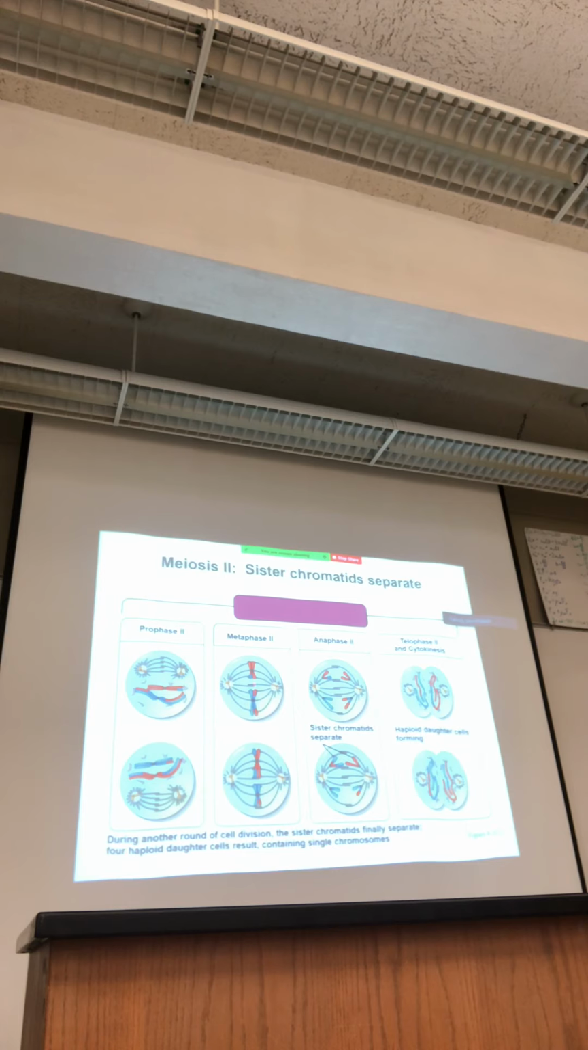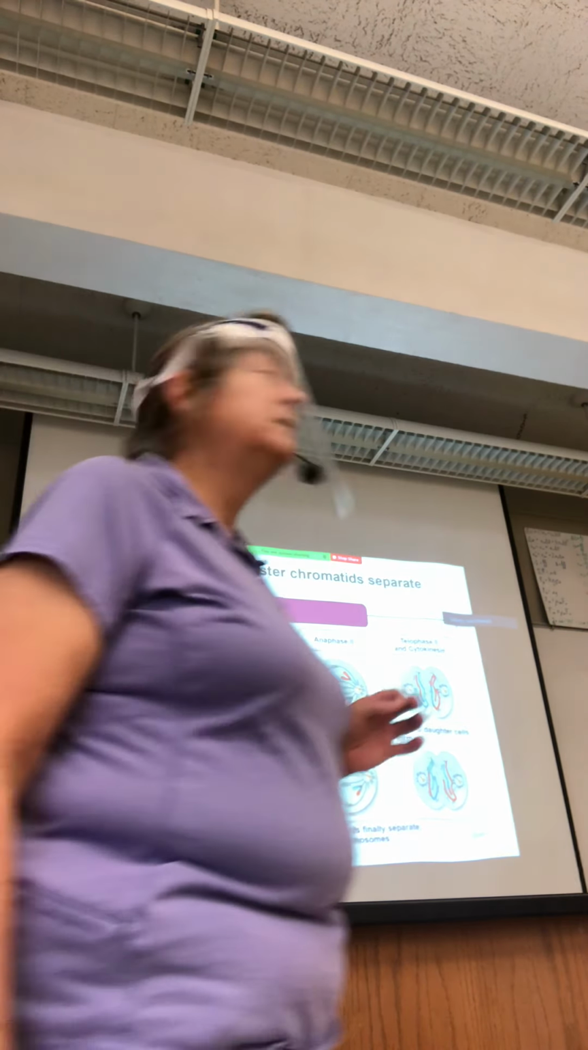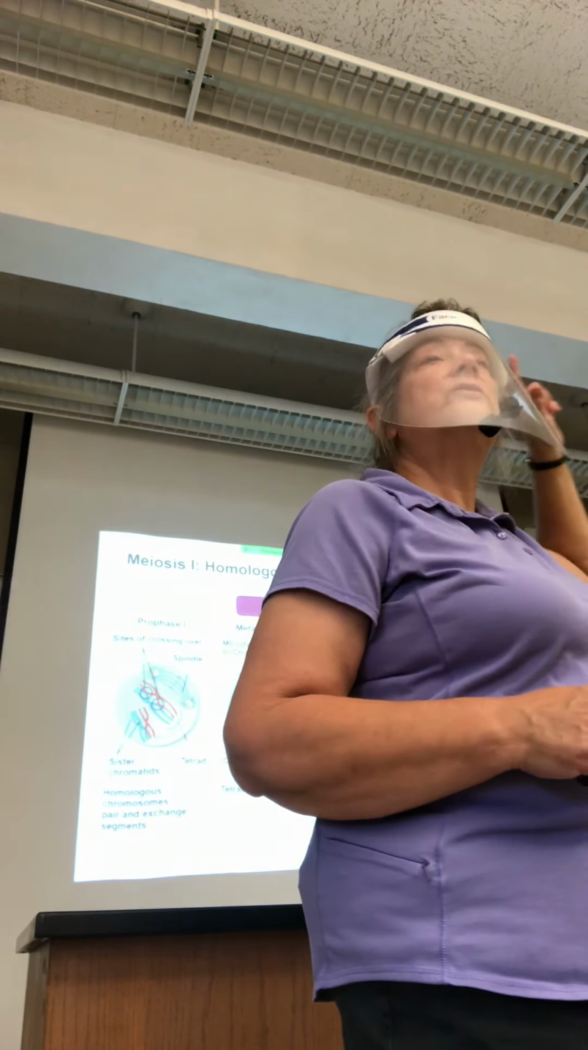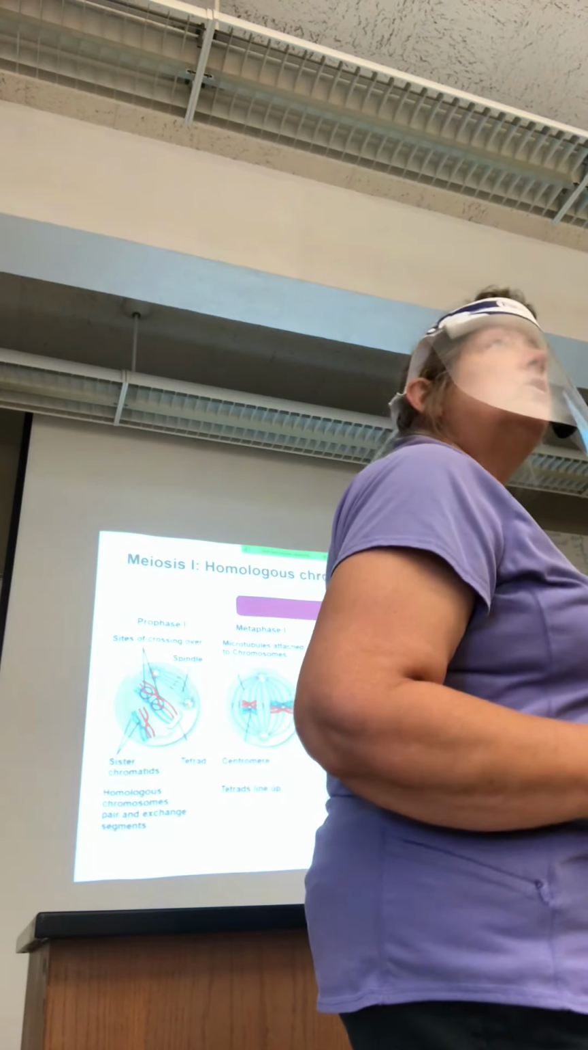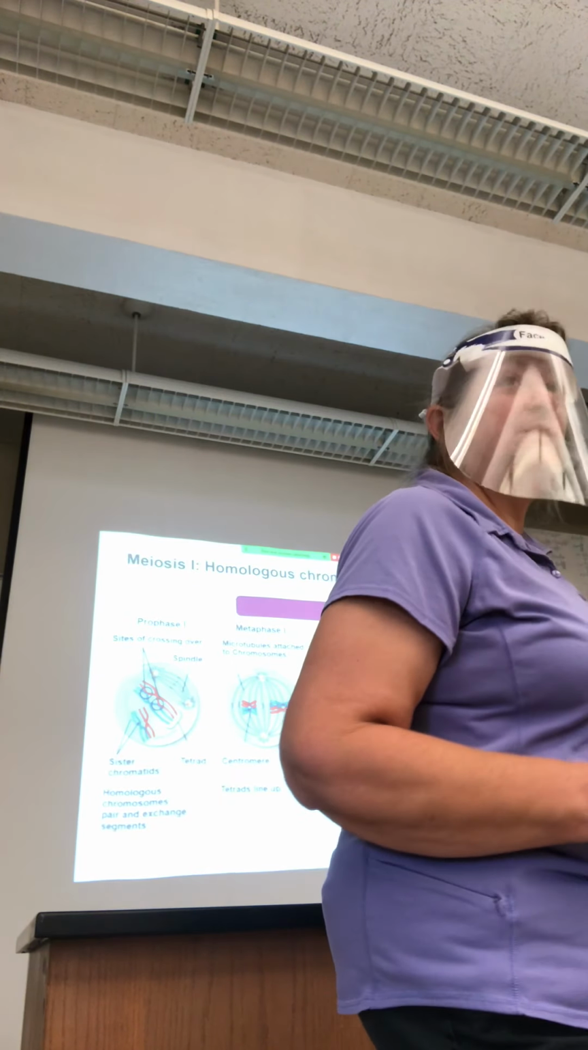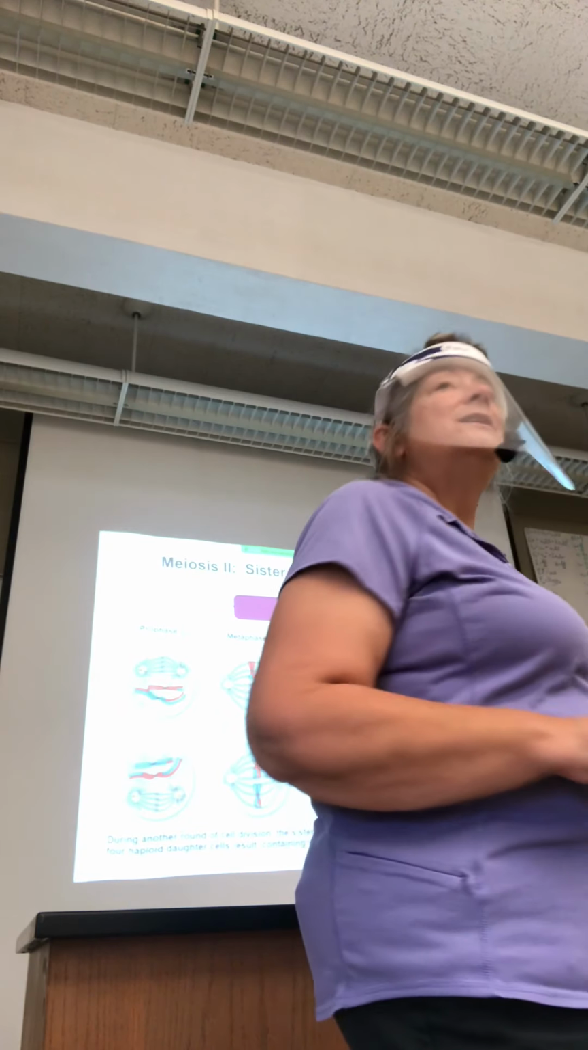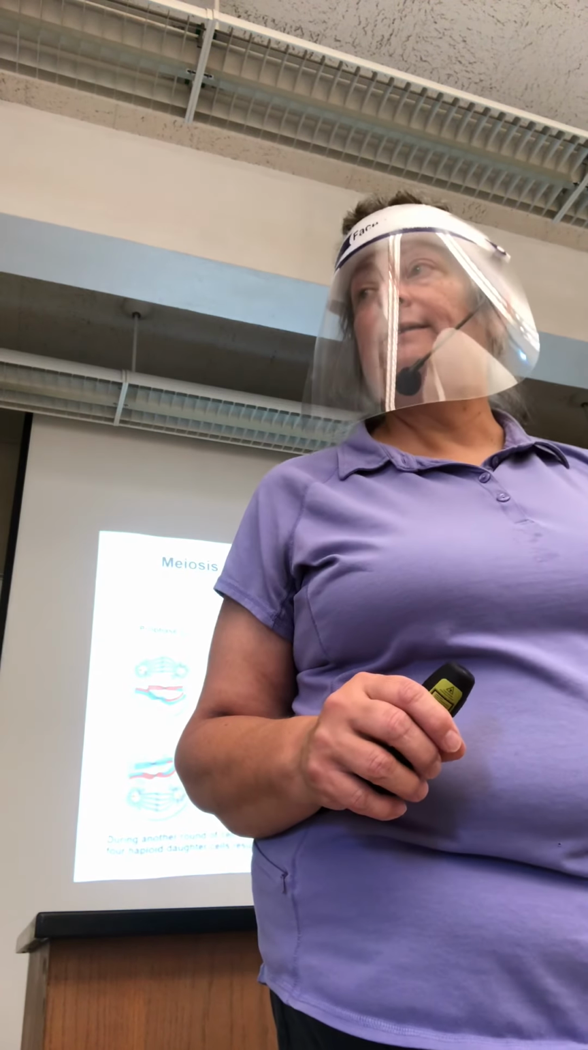In metaphase 2, the chromosomes line up along the equator. In anaphase, the sister chromatids separate. And this is the big thing that I had a hard time understanding when I was sitting in your seat. In anaphase 1, homologous chromosomes separate. In anaphase 2, sister chromatids separate.